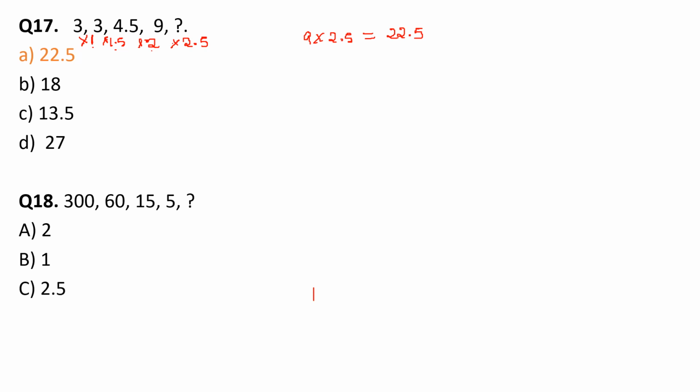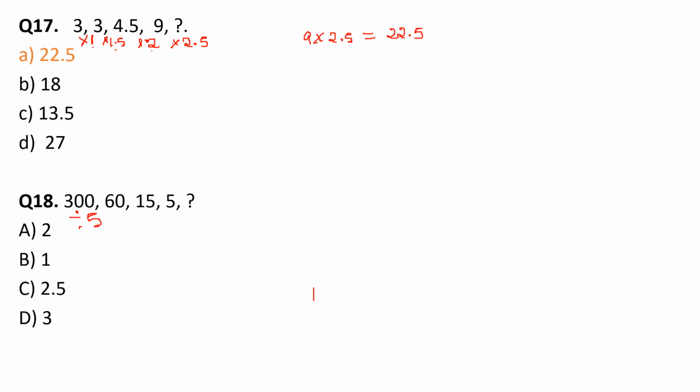300, 60, 15, 5. Obviously, the difference is not constant here. So next you have to check for geometric progression. So what is the ratio between 300 and 60? How do we get 60 from 300? So that is dividing by 5.